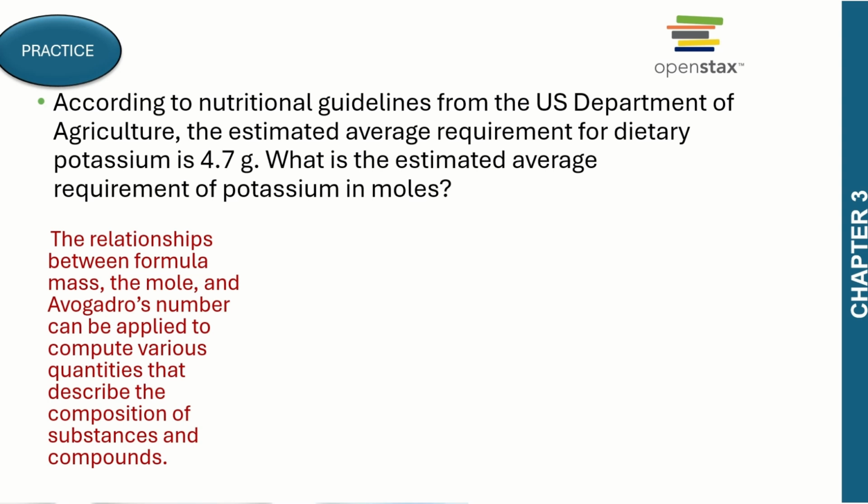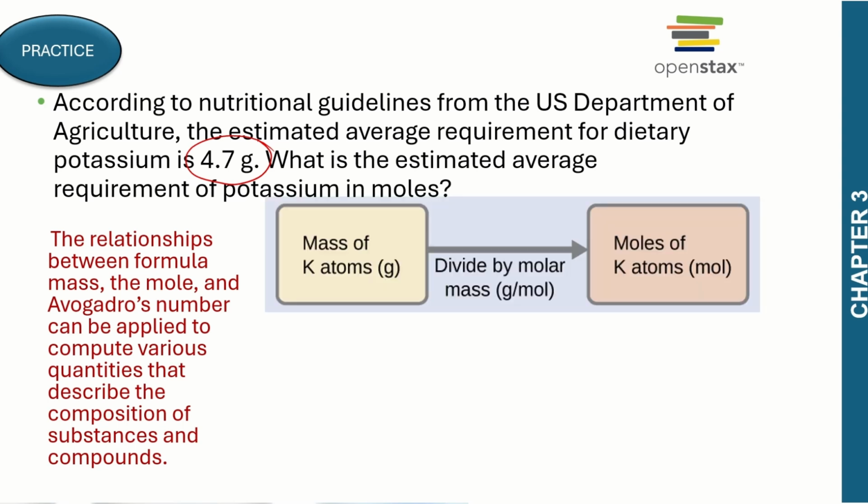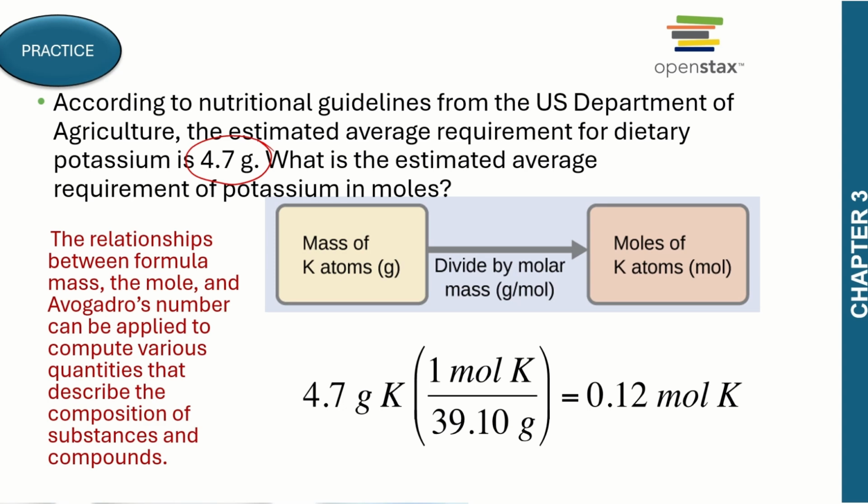So let's practice. Here they ask what is the estimated average requirement of potassium in moles, and it is given to us in grams. So if you have grams over here, we're going to use molar mass to find moles. The molar mass of potassium, you go to your periodic table and you're going to see that 1 mole of potassium contains 39.910 grams of potassium. So we can cancel out grams and we're going to have moles.